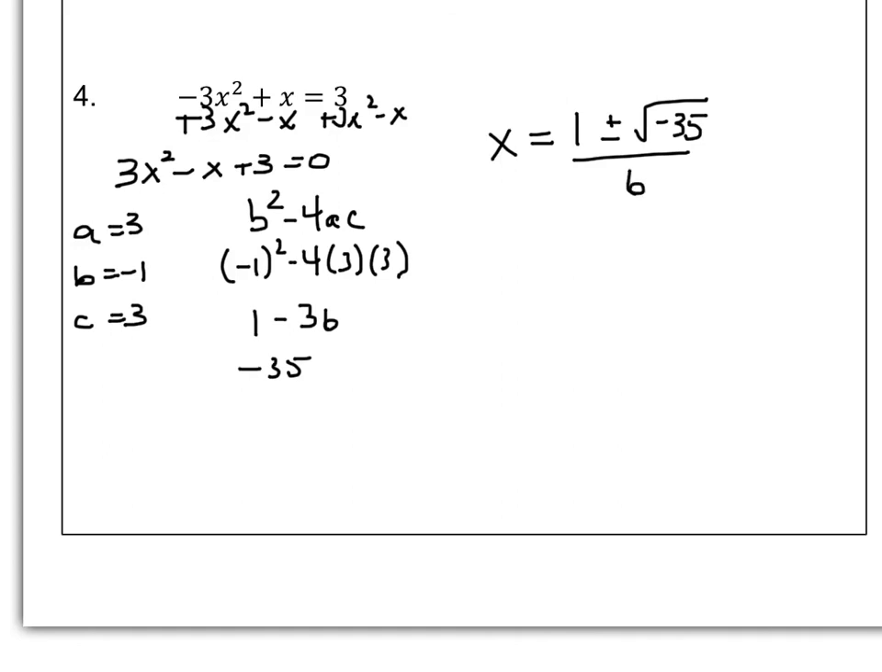Okay, again, I cannot leave this negative underneath the square root, so it's got to come out. In order for it to come out, I have to put an i in there. So 1 plus or minus i times the square root of 35, all divided by 6. Are there any perfect squares that go into 35? There are not, and there's no other way to simplify, so this is my answer.